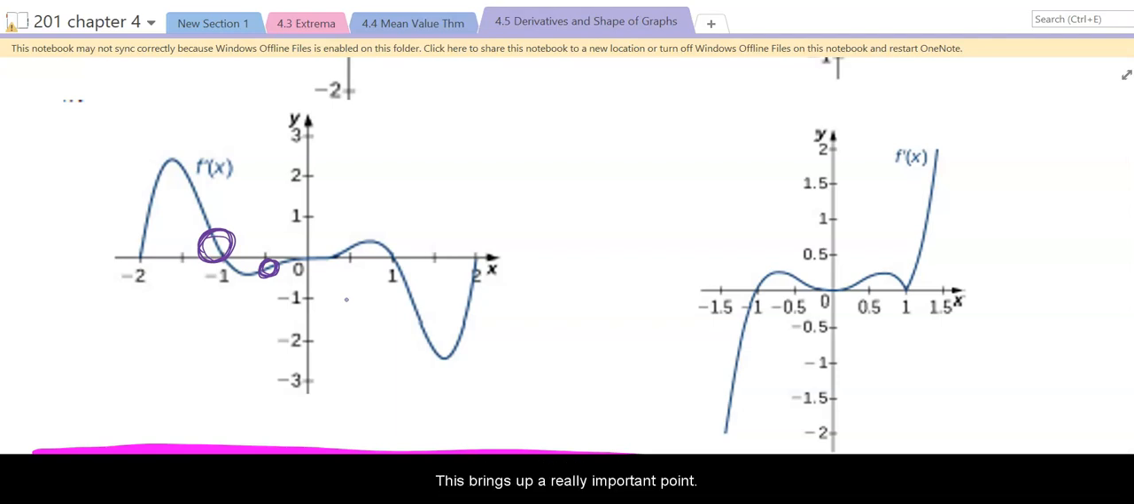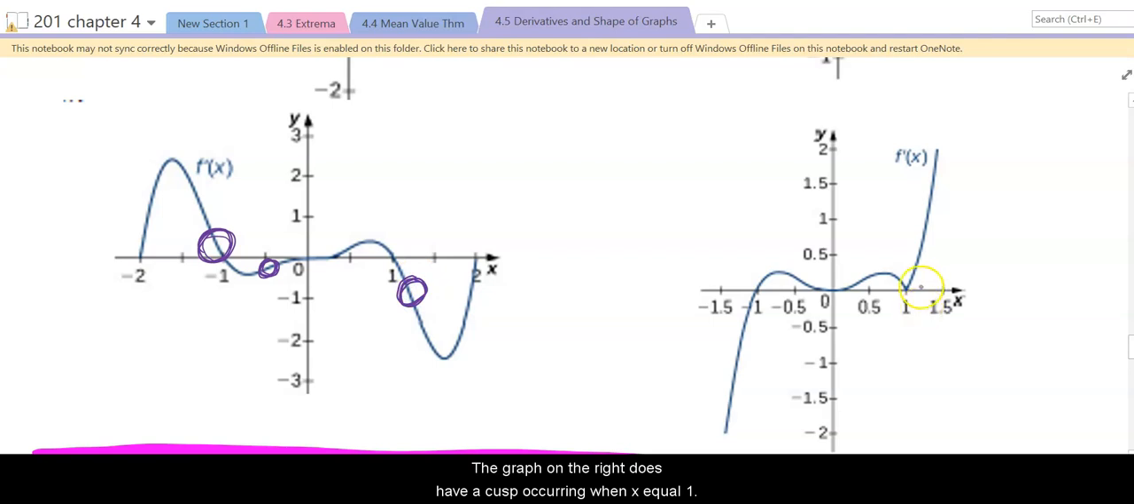This brings up a really important point. Some graphs, the change in curvature is so minute and so small that you cannot see it with the naked eye. But with algebra and calculus, you can know that it must be there. This would also definitely change curvature again somewhere over in here.